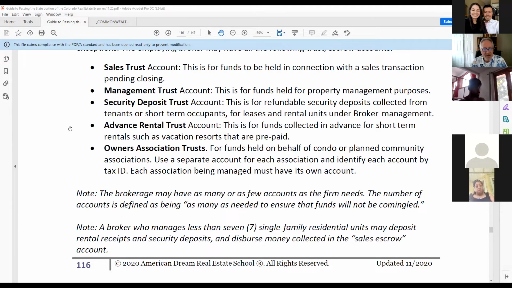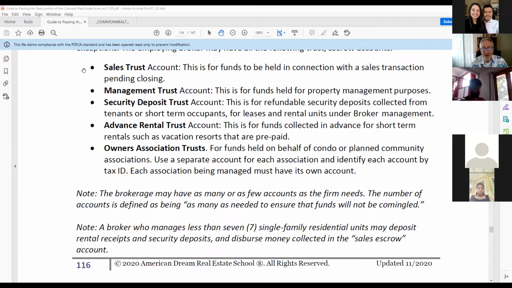Also, a broker who manages fewer than 7 single-family residential units may deposit rental receipts and security deposits to disperse money collected in the sales escrow account. That's this top one up here. So let's say you're a pretty strong listing agent. You've got a lot of listings out there, and all of a sudden we get into a market condition, and this happened during the recession period. All of a sudden, people couldn't sell their houses, and they were like, "Oh, geez, maybe I should rent it out until we get a better market." Can you help me with that, listing agent?